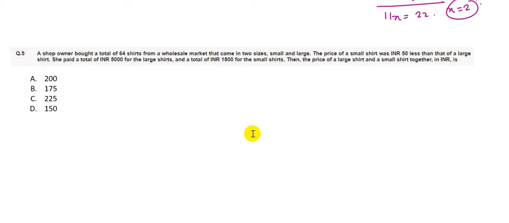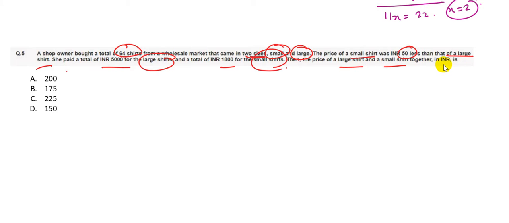Now we move to the fifth question, which says a shop owner bought a total of 64 shirts from a wholesale market that came in two sizes, small and large. The price of a small shirt was 50 rupees less than that of a large shirt. She paid a total of 5,000 for the large shirts and 1,800 for the small shirts. Then the price of a large shirt and a small shirt together is what?